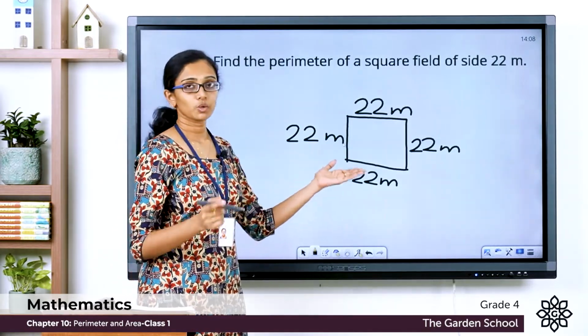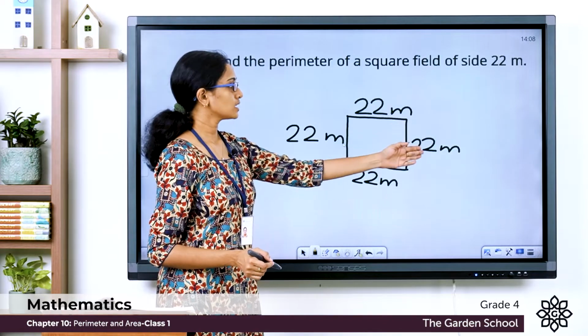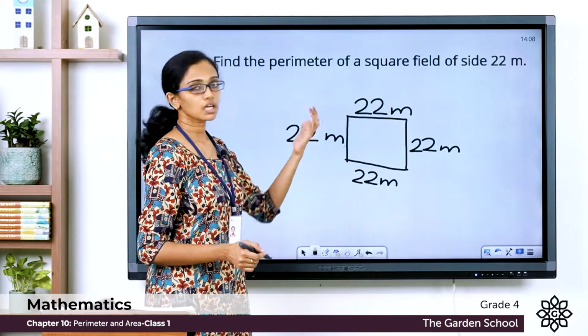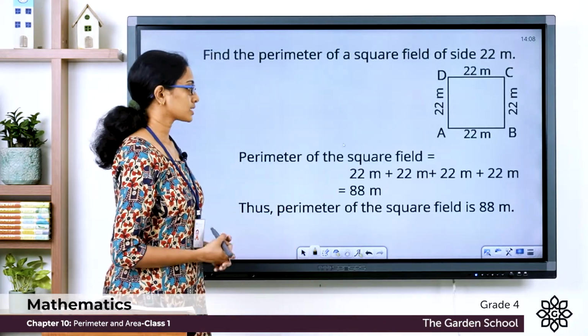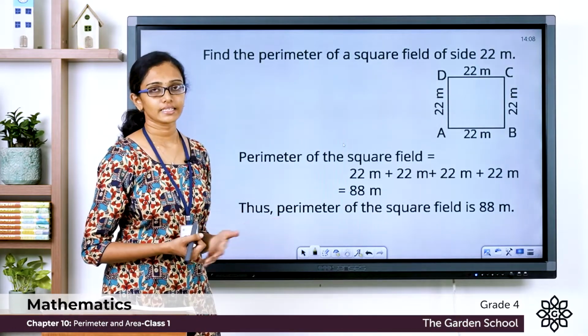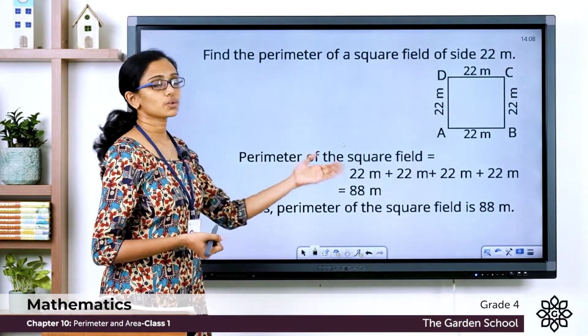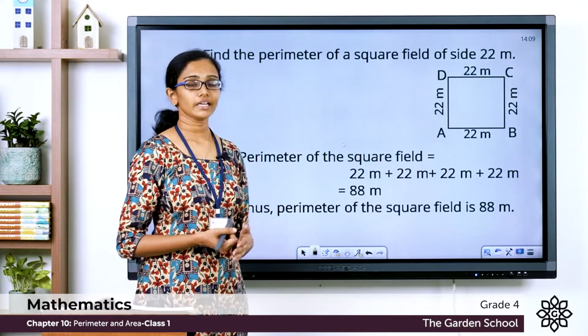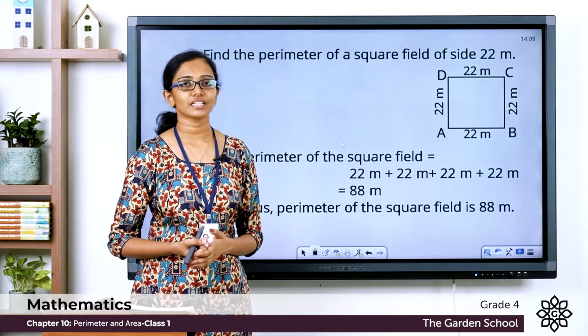Now, the perimeter would be equal to 22 plus 22 plus 22 plus 22. So what is it? It is equal to 88 meter. So the perimeter of the square field is 88 meter. I hope this is clear to you.